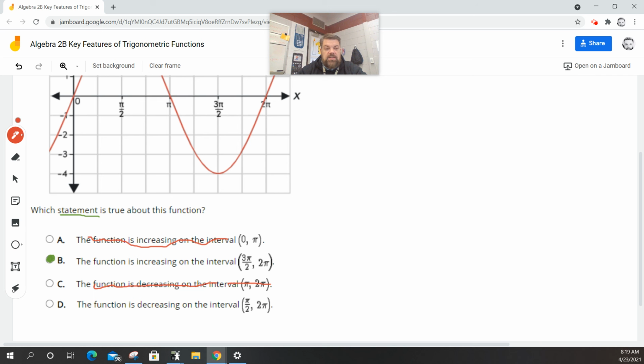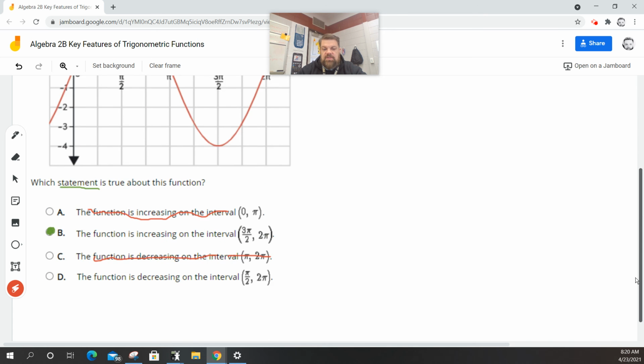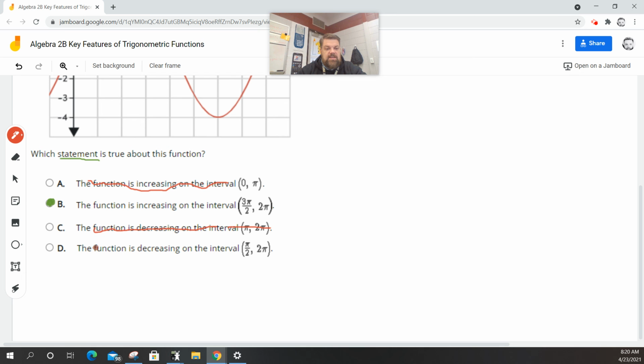And then it says the function is increasing on the interval pi over 2 to 2 pi. So from here to here, it's decreasing. No, because if I look at this, I had to think about it. If I go from here, it's decreasing, decreasing, decreasing, decreasing for quite some time. But then right here, from here to here, it's increasing. So that one's false. So yeah, the correct answer is B.